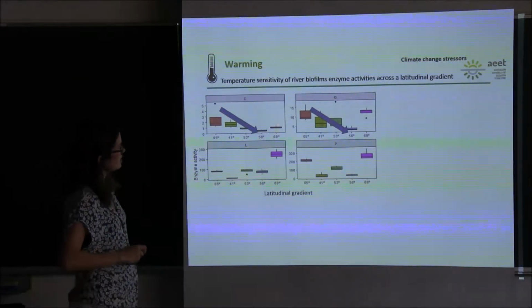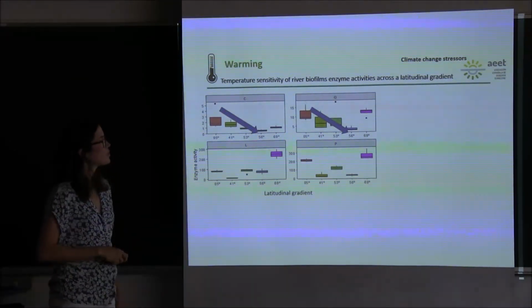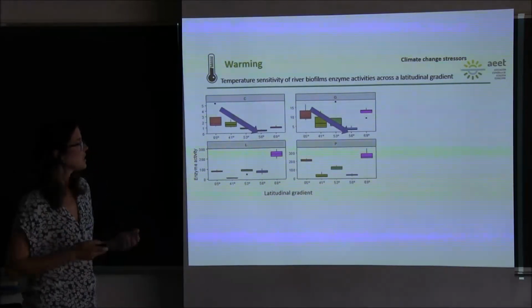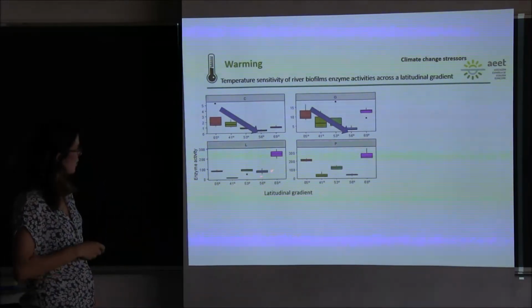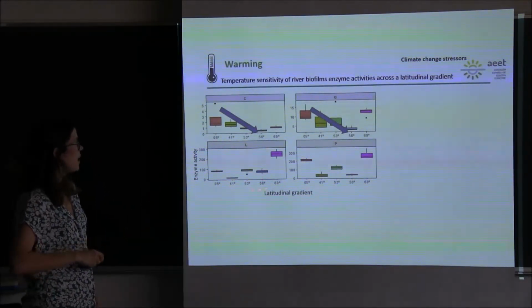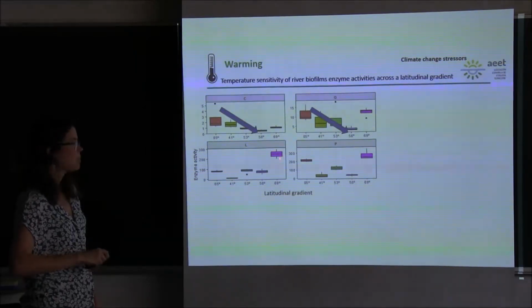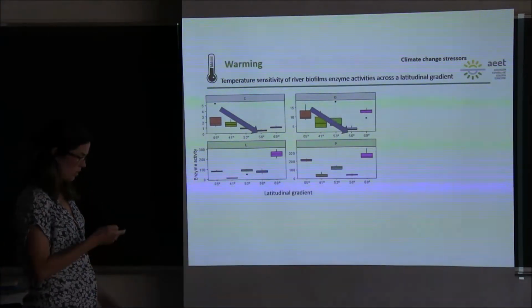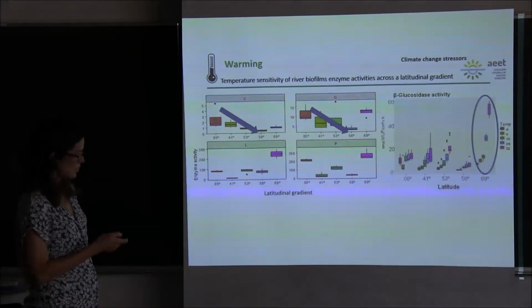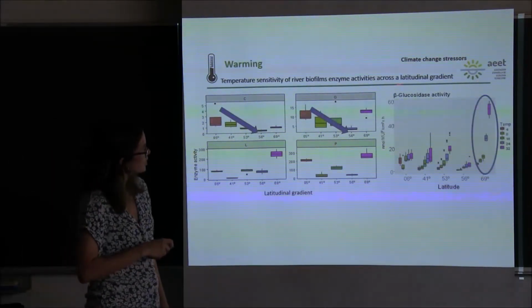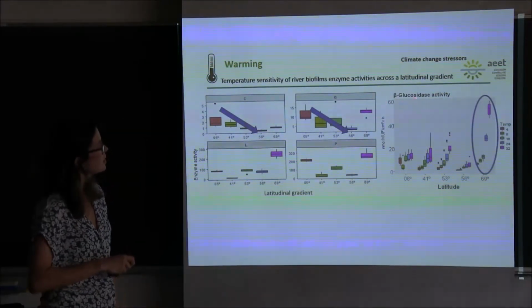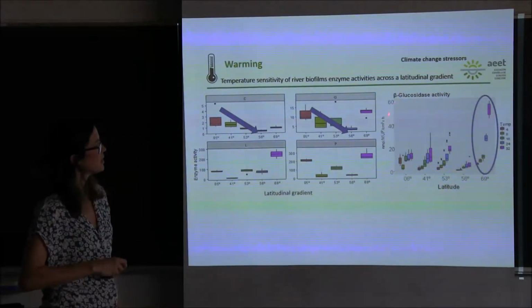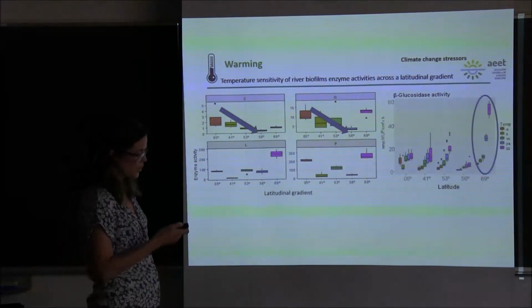but it's not what we observe at the Arctic site, where the activity is higher, and also higher for the compound related with nitrogen, the leucine aminopeptidase, and the compound related with phosphorus, phosphatase activity, while this Arctic site clearly shows a higher value than we expect. And here, it's only showing the results of one activity. This is beta glucosidase activity, related with cellulose decomposition.